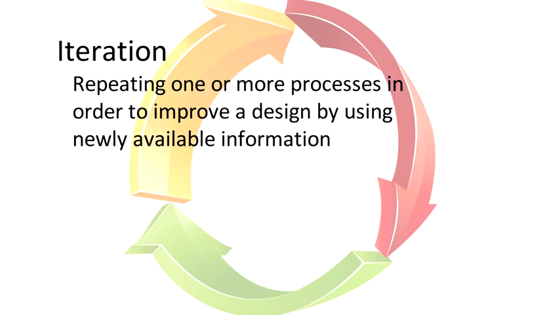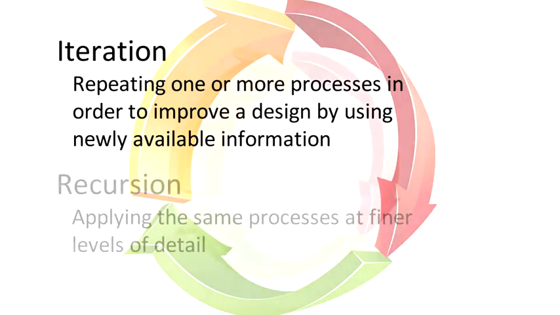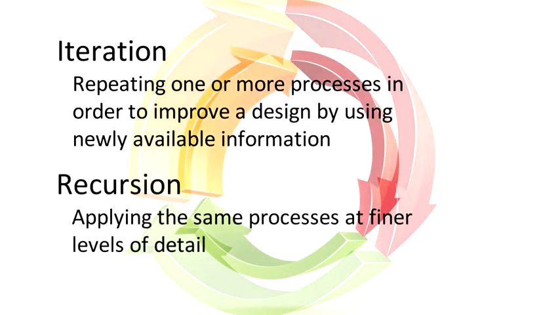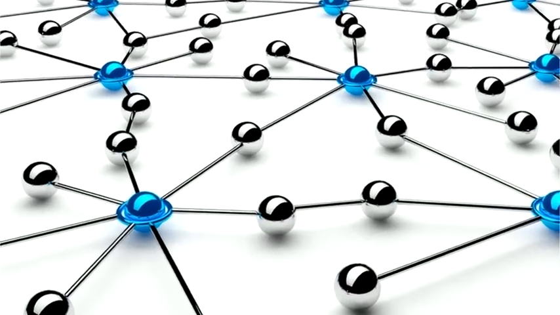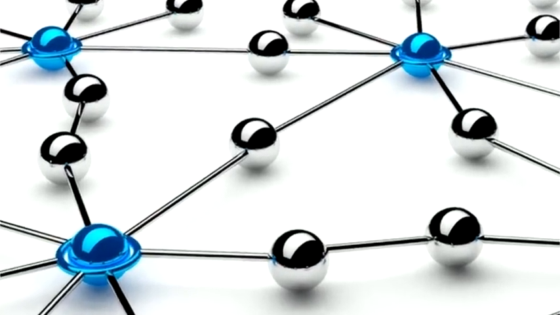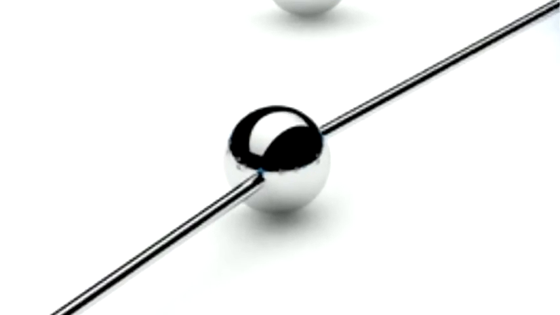Iteration means repeating one or more processes in order to improve a design by using newly available information. And recursion is applying the same processes at finer and finer levels of detail. A mental model of recursion that can be useful is nesting Russian dolls. The recursive operation would be: open a doll, remove its contents. This repeats until the doll that was removed cannot be opened. A systems engineering example of a recursive process is decomposing a system into elements.